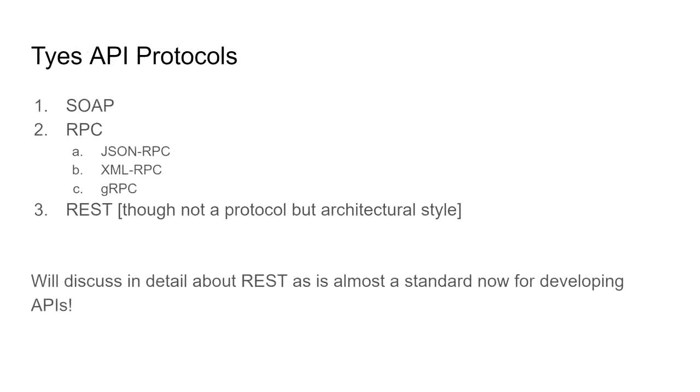Some of the well-known API protocols are SOAP and RPC. In RPC particularly, you can communicate via different messaging methods like JSON and XML. There is even gRPC, which uses protocol buffers, and there is REST. REST is not actually a protocol, I would say. It's an architectural style of how to build APIs. But REST is very popular, and it's almost a standard.